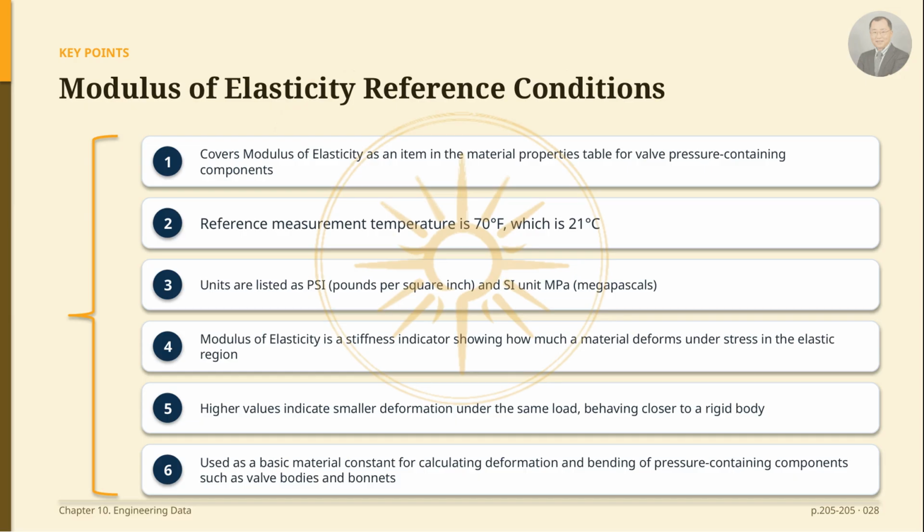The modulus of elasticity is an indicator of stiffness, showing how much a material deforms when subjected to stress within the elastic region. The larger the value, the smaller the deformation under the same load, meaning it behaves closer to a rigid body. In practice, it is used as a fundamental material constant when calculating the deformation and bending of pressure-containing components such as valve bodies or bonnets.